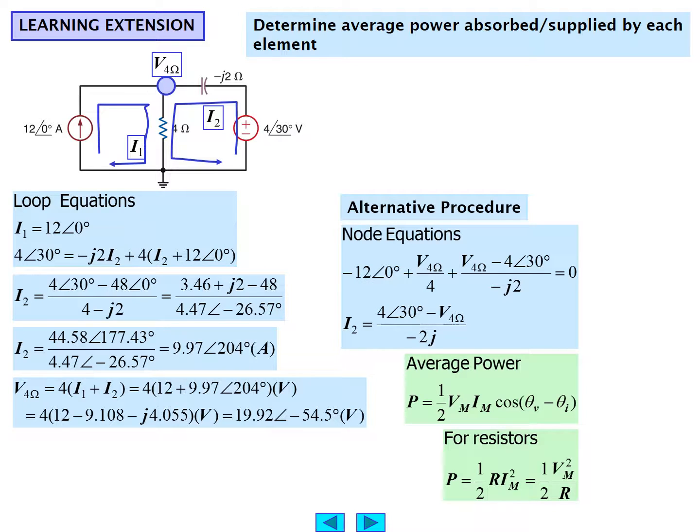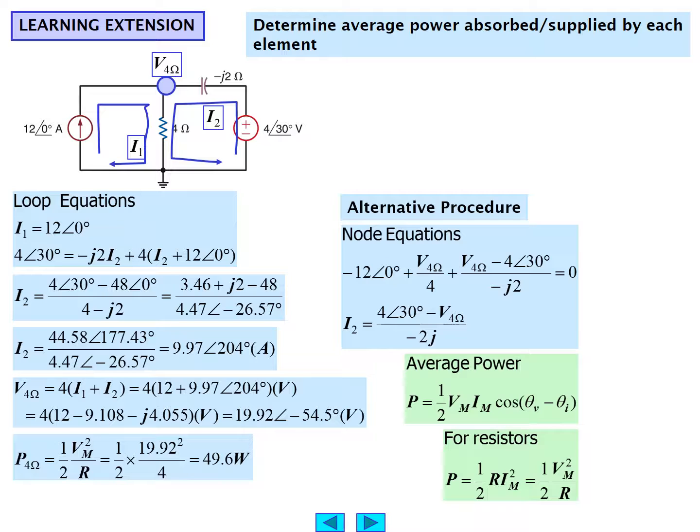There's another alternative procedure, of course. We can use nodal equations, and for the single node that we do have, the current entering that single node would be minus 12 angle 0 plus the voltage across the resistor, V sub 4 ohm, divided by 4, plus V sub 4 minus 4 angle 30, the voltage source, divided by the impedance minus j2. That gives us an equation in which we can solve for I2 and should produce the same answer for I2. And again, you might want to verify that.